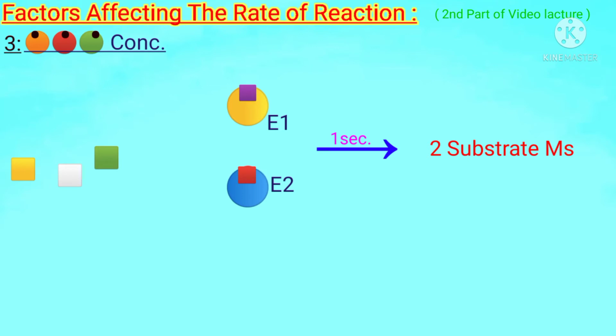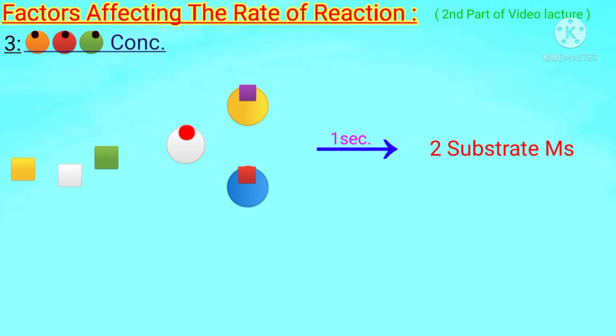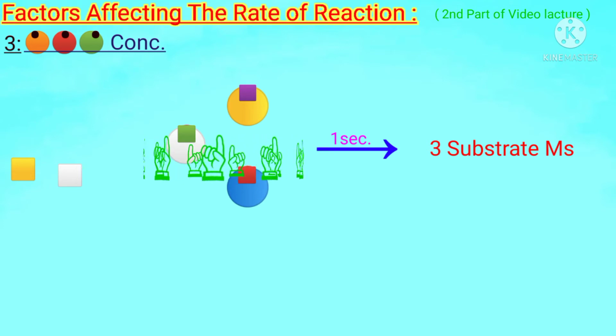Furthermore, if we increase the concentration of enzymes, because here we talk about enzyme concentration, now instead of 2 there are 3 enzymes, then 3 substrate molecules will attach to these 3 available enzymes and the rate of reaction will be 3 molecules per second. So now the rate of reaction is more compared to the previous condition. We can conclude that by increasing the concentration of the enzymes, the rate is also increased.